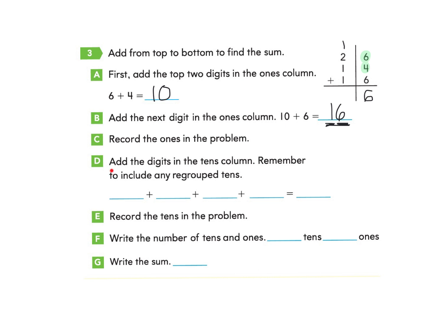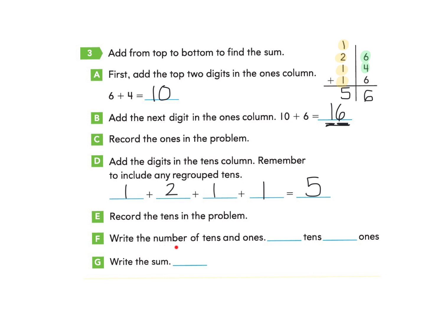Okay, next we are going to add the digits in the tens column, and remember to include any regrouped tens. So we see here that we have 1, 2, 1, 1. And when we add 1 plus 2 plus 1 plus 1, we are going to get the number 5. So then we are going to record the tens in the problem. So we are going to write 5 in the tens column.